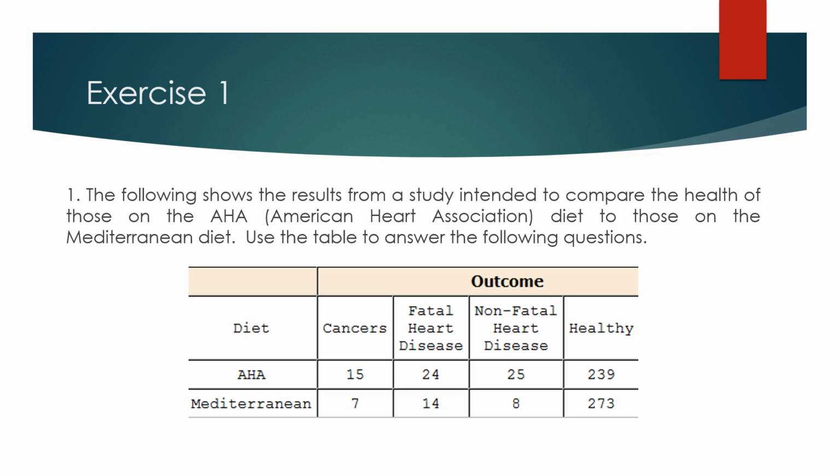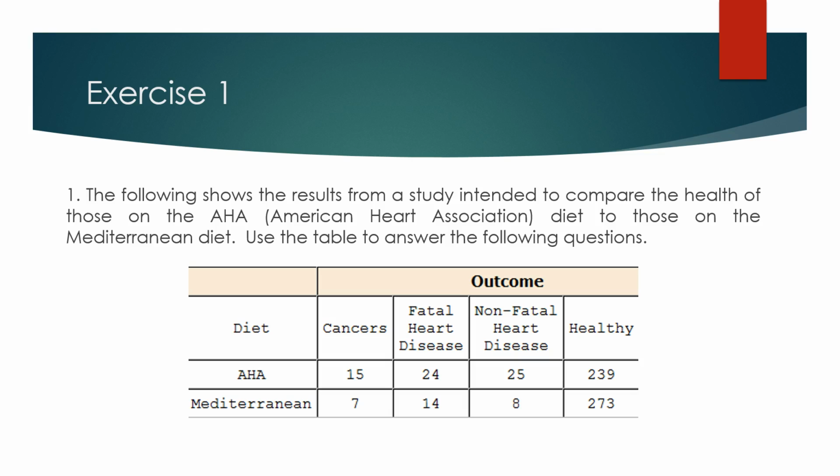The table below has a study to compare the health of those on the AHA diet, the American Heart Association diet, to those on the Mediterranean diet. The American Heart Association diet was a little bit higher in carbs, less in fat and meats. There's a lot of research going on around that diet. And the Mediterranean diet is more like a paleo, like a whole foods kind of thing.